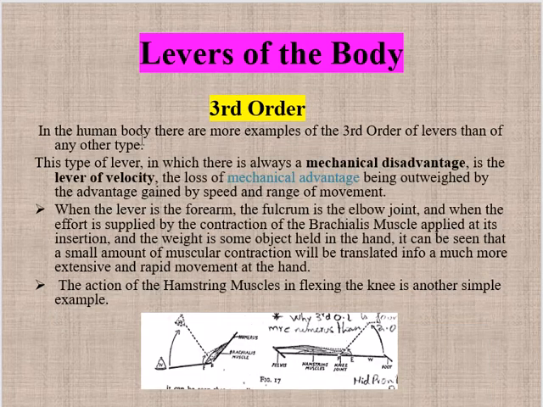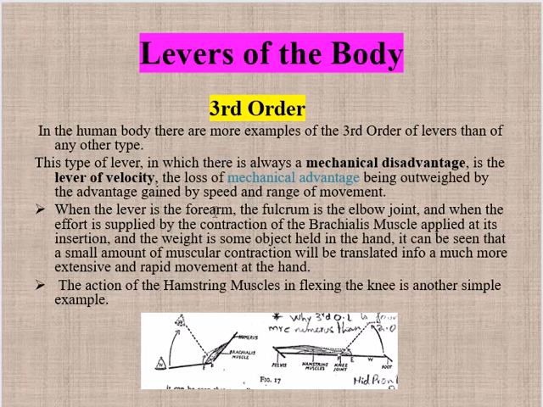Third order lever. In the human body, there are more examples of third order levers than of any other type. This type of lever, in which there is always a mechanical disadvantage, is basically a lever of velocity. The loss of mechanical advantage is outweighed by the advantage gained by the speed and range of movement. That is why we call it the lever of velocity. As you know, second order lever is the lever of power.